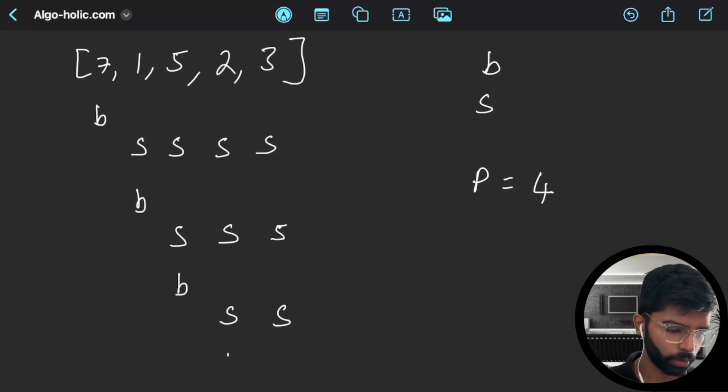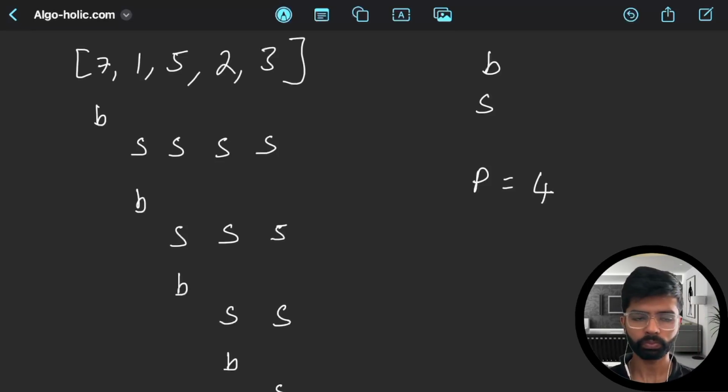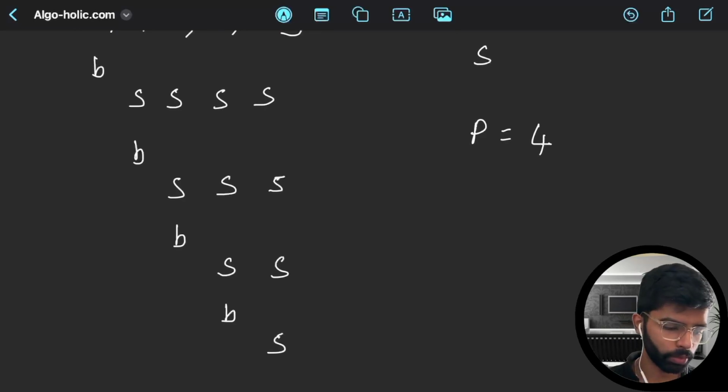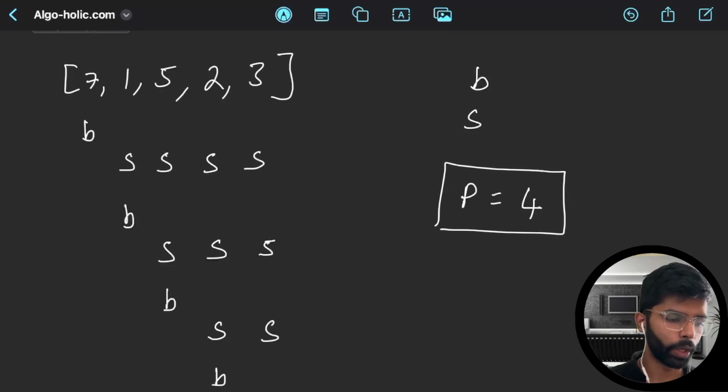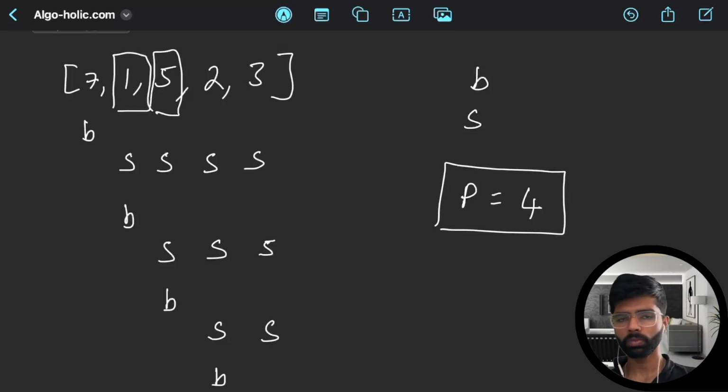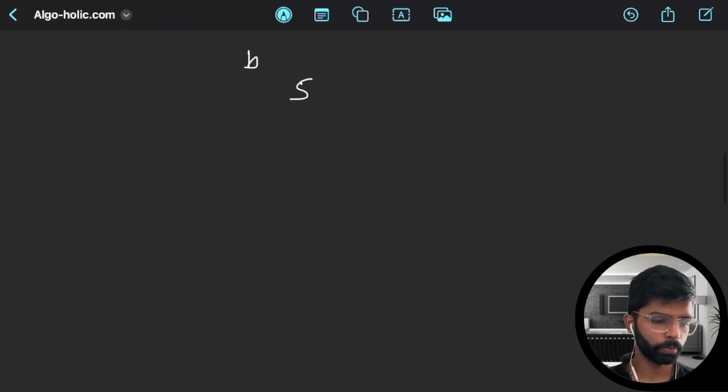It's not a profit. So we buy again at 2. We try to sell it at 3. It's not a profit, so we exit the loop. So the highest profit that we got was 4 when we buy it at 1 and we sell it at 5. So this is the brute force solution.